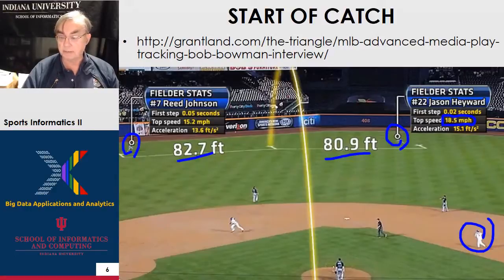And actually, I don't know whether that's a fielder or a runner. This is probably a runner because it's white, and this team, the fielding team's in black. Okay.